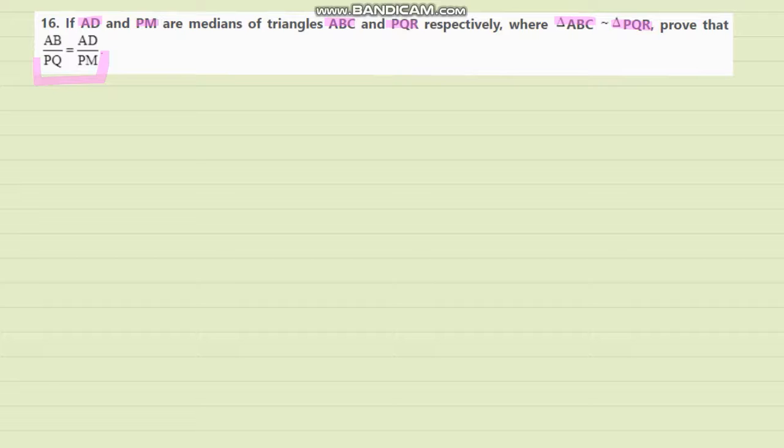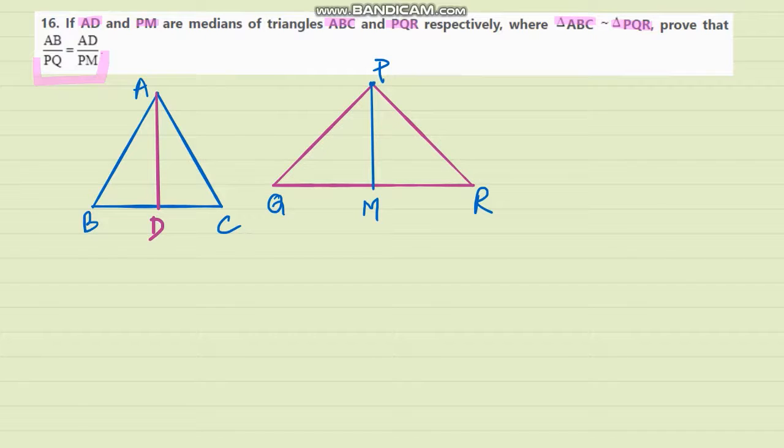Children, let us first draw the triangles so that we can do the required connections. Now see children, I have shown the triangles. This is triangle ABC and AD is your median. And this is triangle PQR where PM is your median.